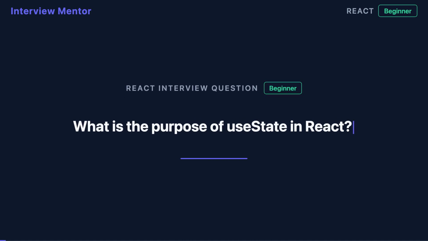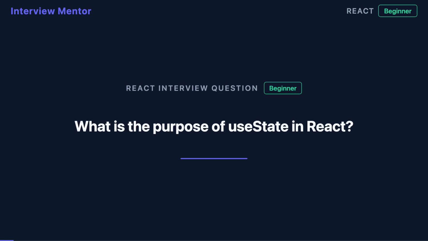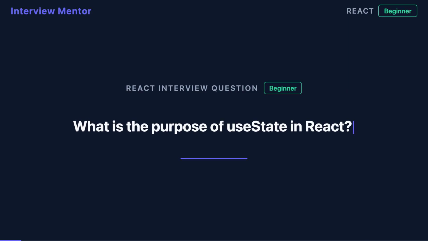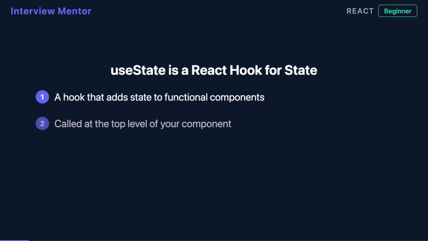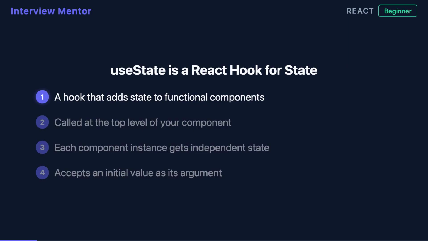Before React hooks, you needed a class component just to track a single piece of state. useState changed everything. useState is a React hook that lets you add state to functional components. Hooks are special functions you call at the top level of your component. They let you hook into React features without writing classes.